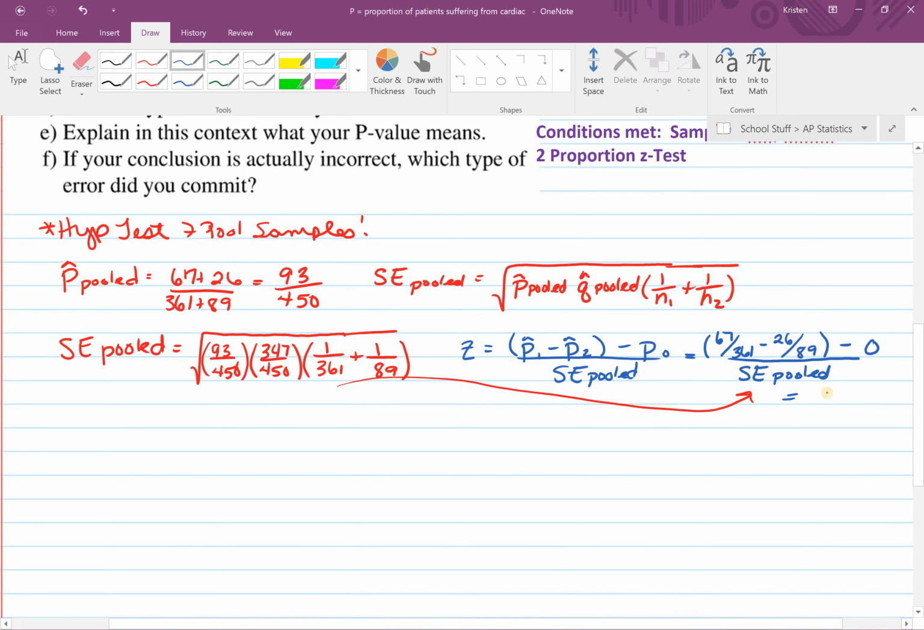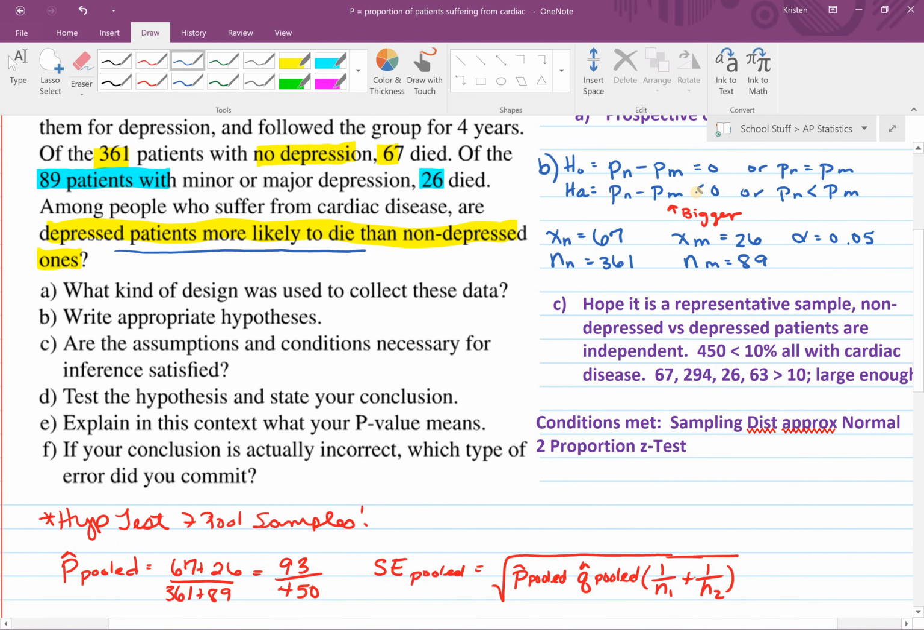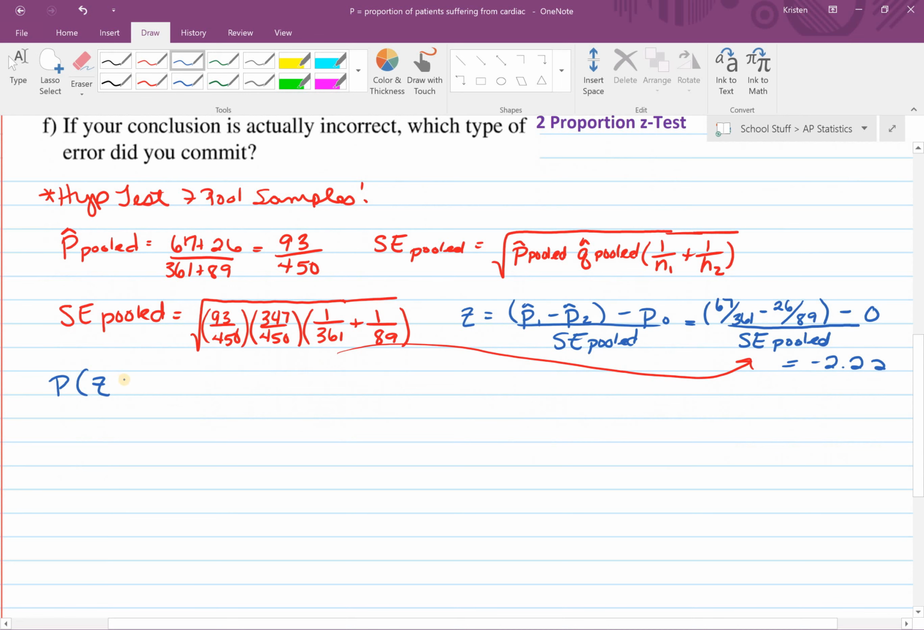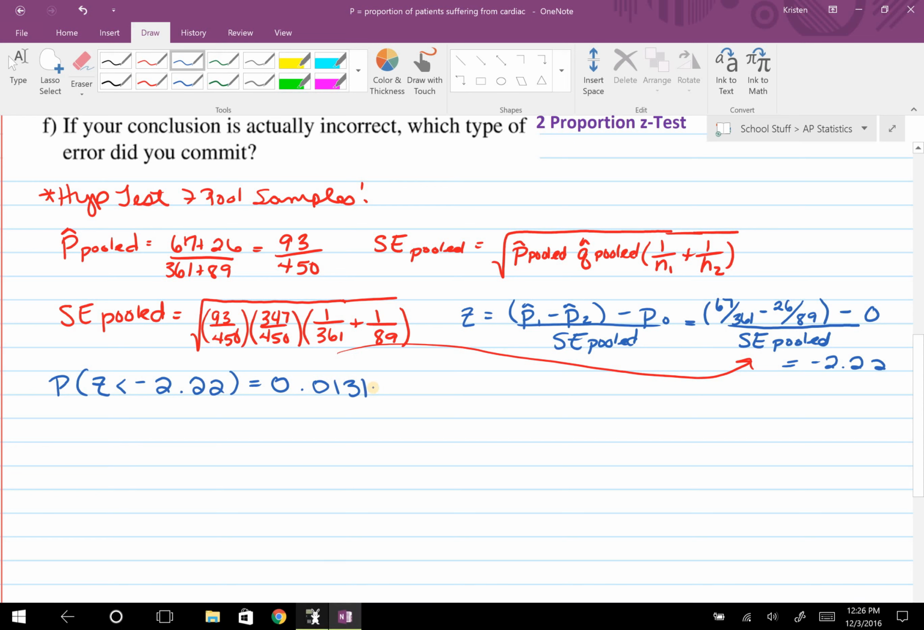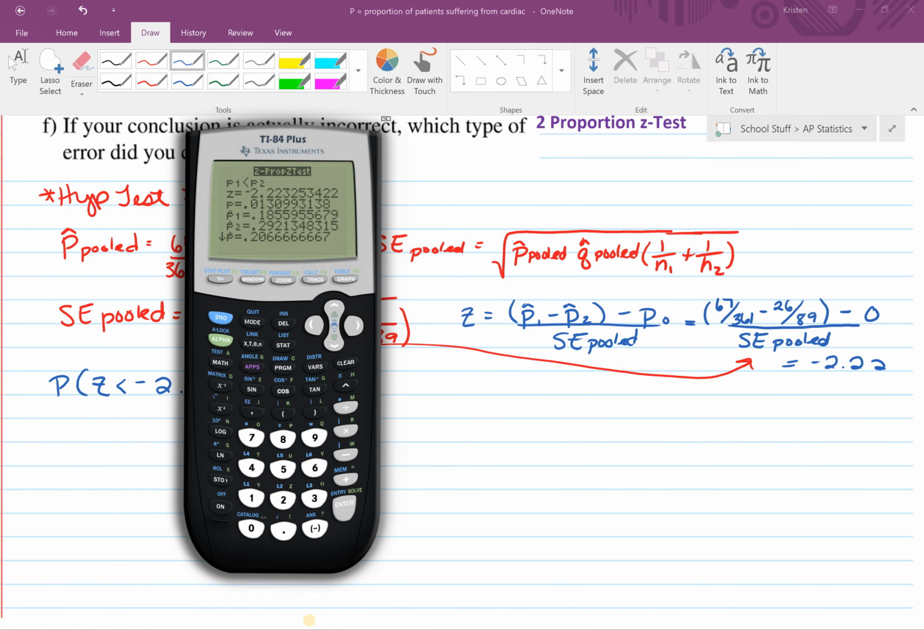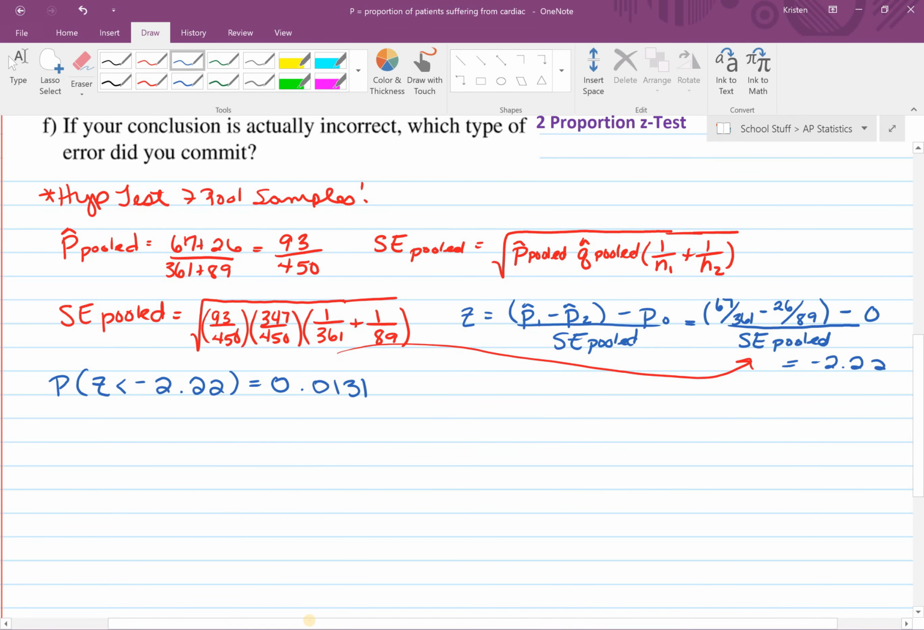So my z-score was negative 2.22. And so in order to make my conclusion, I want to make sure that I state the probability that my z-score, alternative symbol, less than negative 2.22, is equal to what your p-value was, so 0.0131, if I am correct. Yes, I am correct.